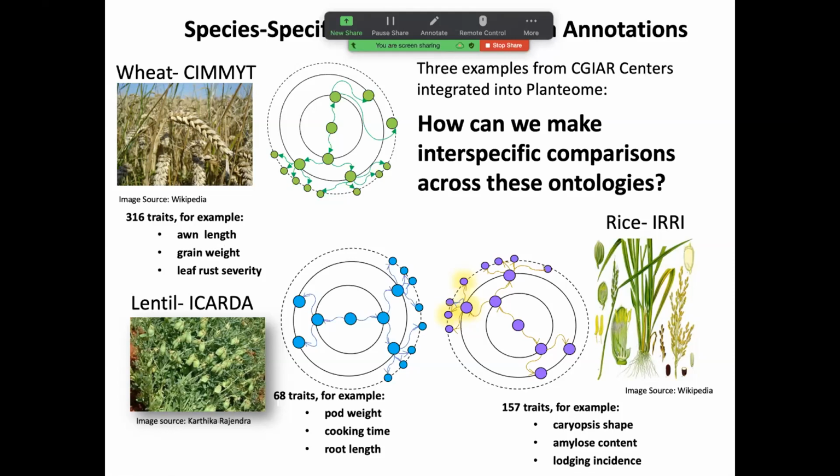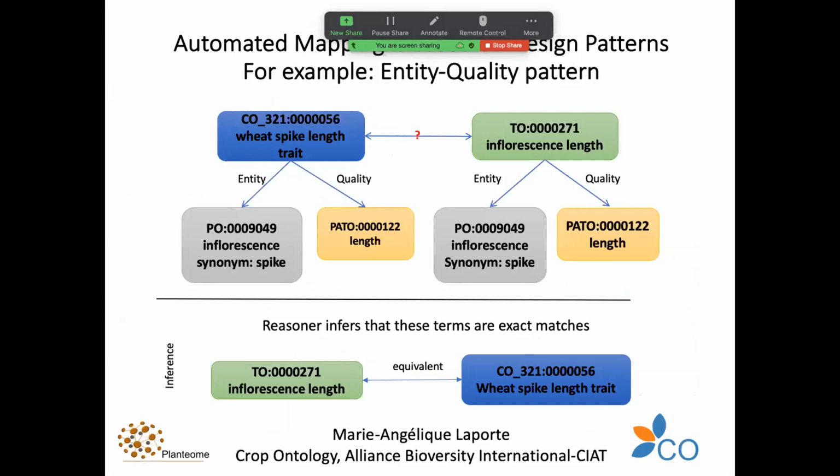So the question is, with these species-specific ontologies, how can we make these interspecific comparisons across these ontologies and make this data accessible to everyone from breeders to scientists working on comparative genomics projects? The way this is done is we map these CO terms to the trait ontology terms using the design patterns which are integrated into the ontologies.